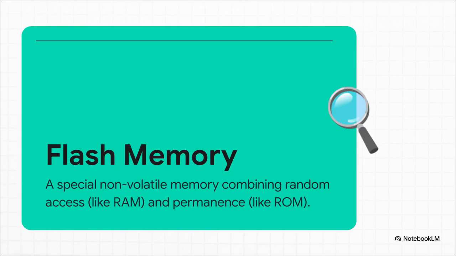Now, flash memory. This was a total game changer. It's this special type that is both non-volatile, like a hard drive, but it also allows random access, like RAM. This unique combo, this best of both worlds thing, makes it absolutely perfect for things like USB drives, SD cards, and the solid-state drives, or SSDs, that you find in pretty much every modern computer.